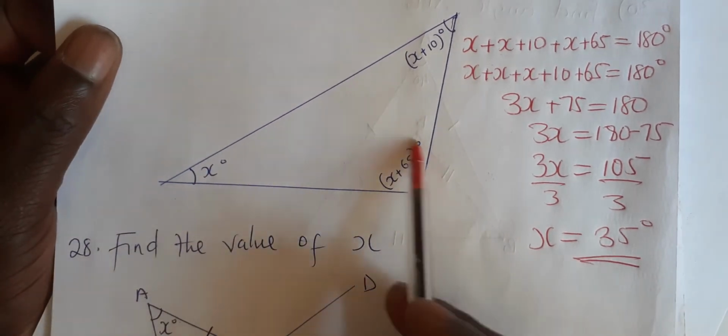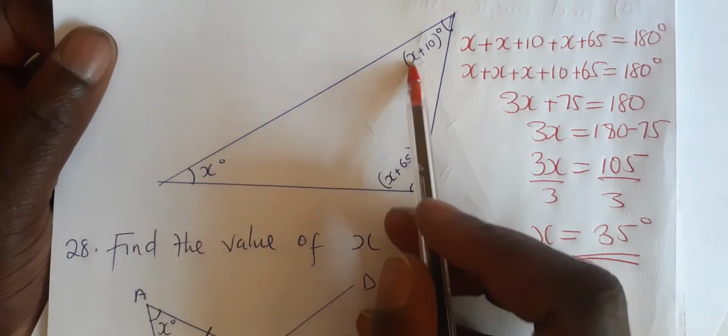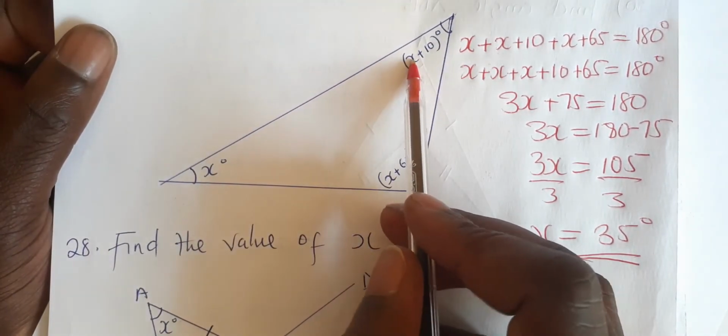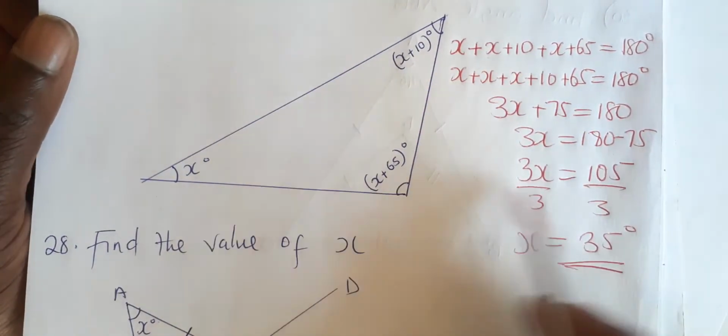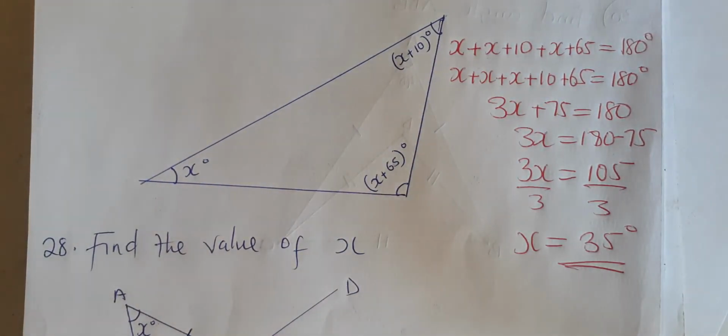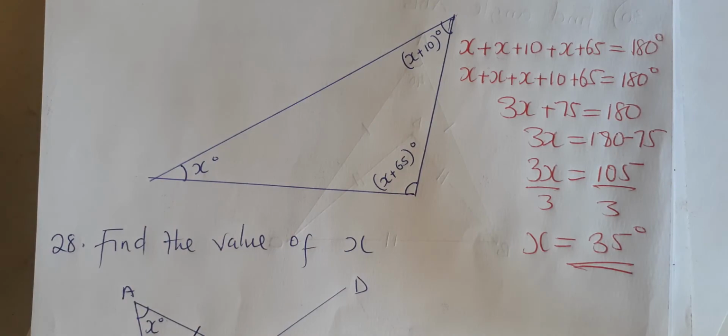If you want to find the actual size of this other angle, you say 35 degrees plus this one here, which will be 45. You add this plus that. So that is how you deal with these ones here. Take note of that. This is one example that maybe we had not dealt with. So let me give you more questions that you're supposed to do.